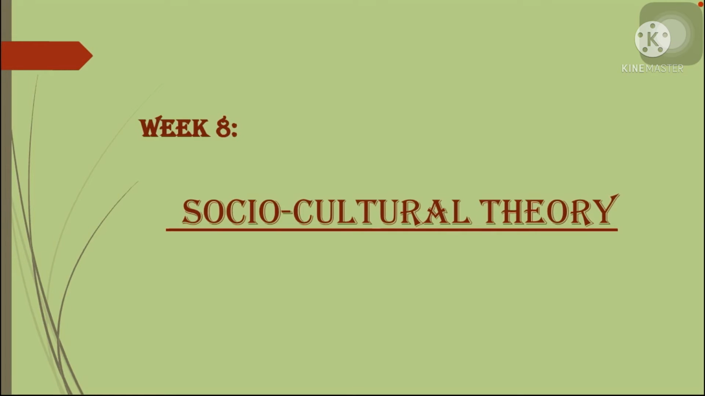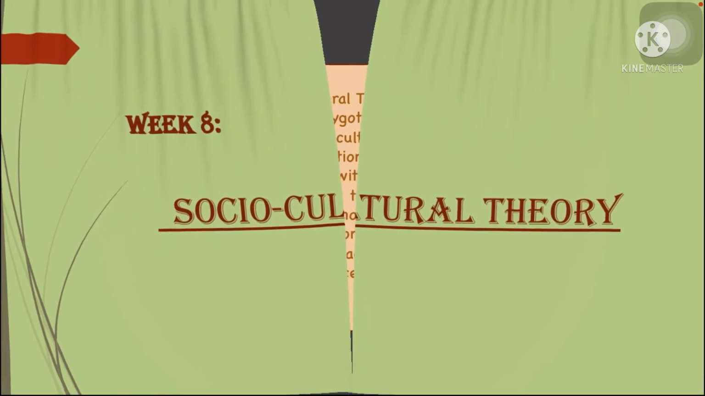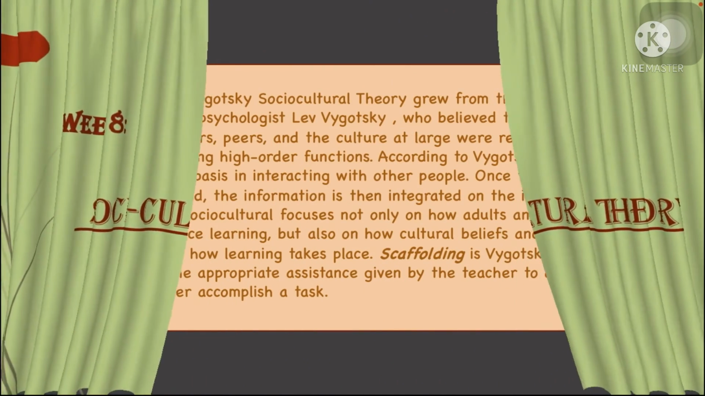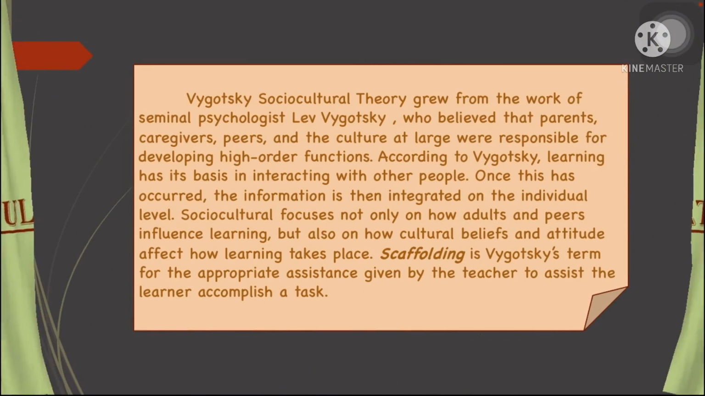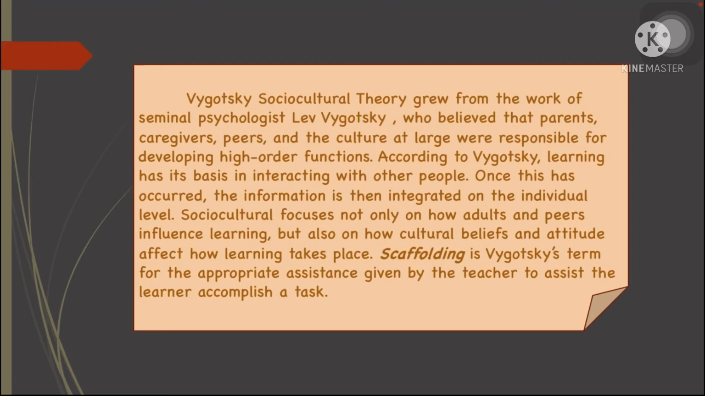Week 8, Topic, Sociocultural Theory. Vygotsky's sociocultural theory grew from the work of seminal psychologist Lev Vygotsky, who believed that parents, caregivers, peers, and the culture at large were responsible for developing higher-order functions. According to Vygotsky, learning has its basis in interacting with other people. Once this has occurred, the information is then integrated on the individual's level.